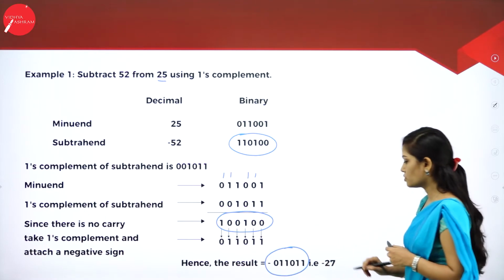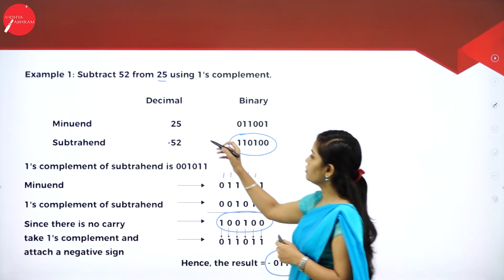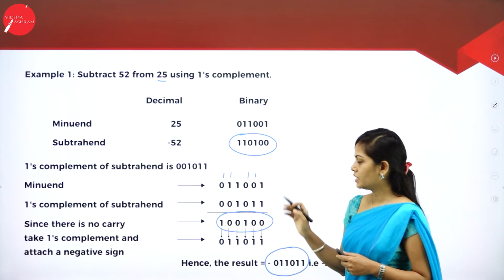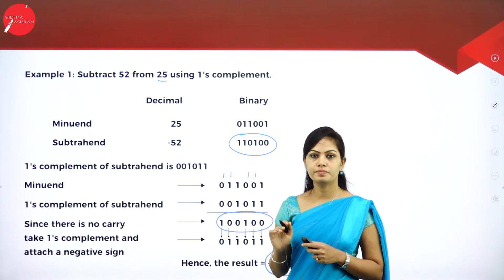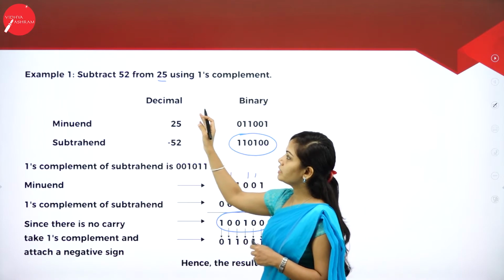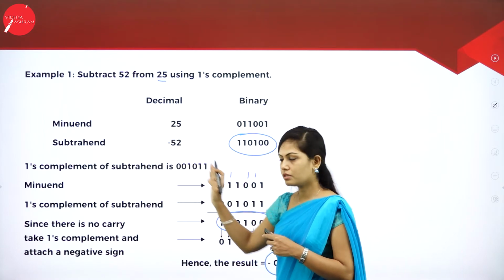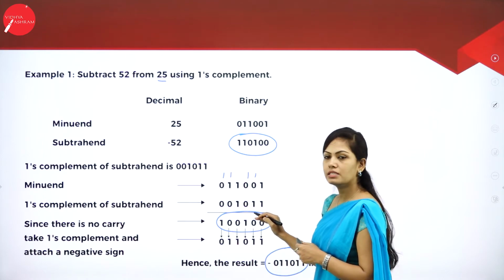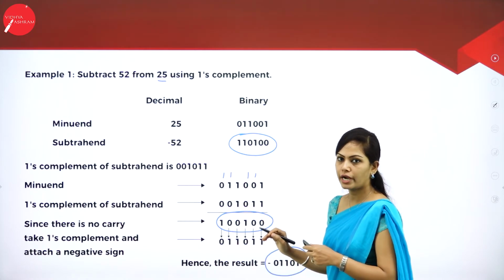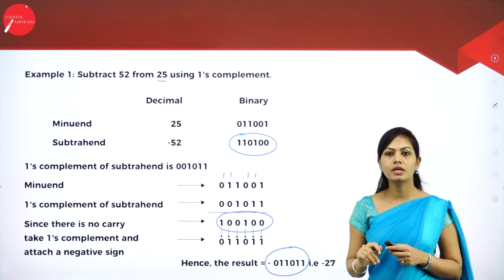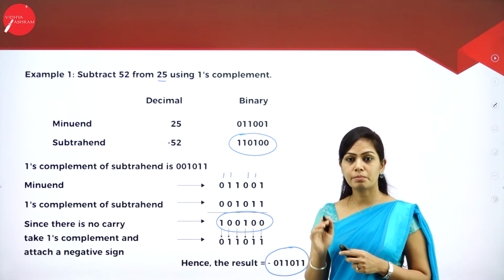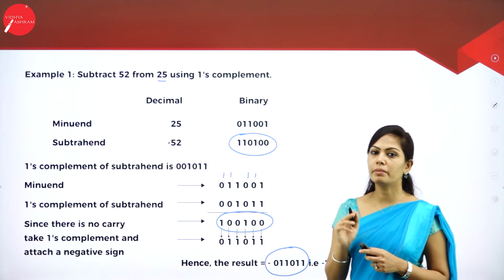That is minus 27. So what is the answer? 25 minus 52 means minus 27. This is your case 2. If your subtrahend is larger than the minuend, there will be no carry. No carry means recomplement the answer, you will get the final value, and put a negative symbol in front of the value. This is case 1 and case 2. Subtraction using ones complement method.